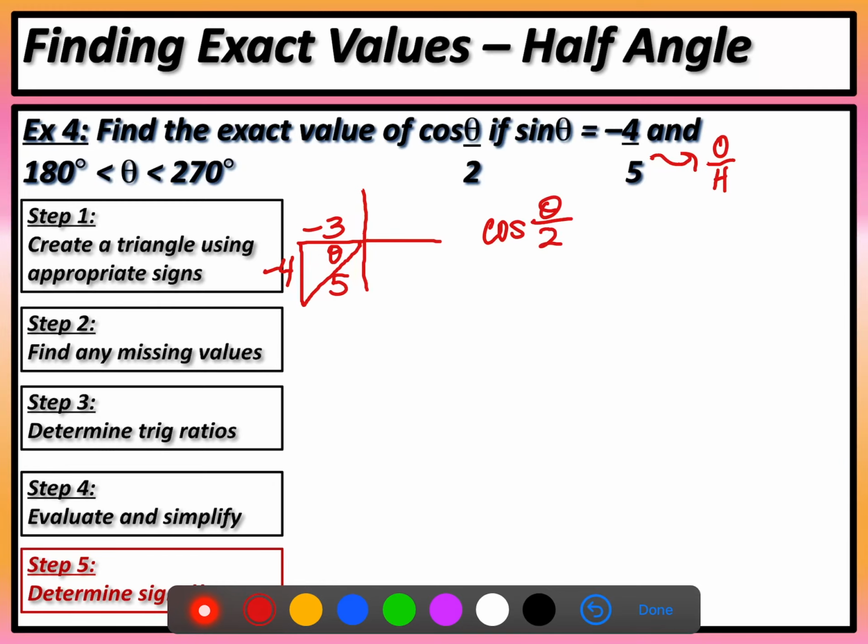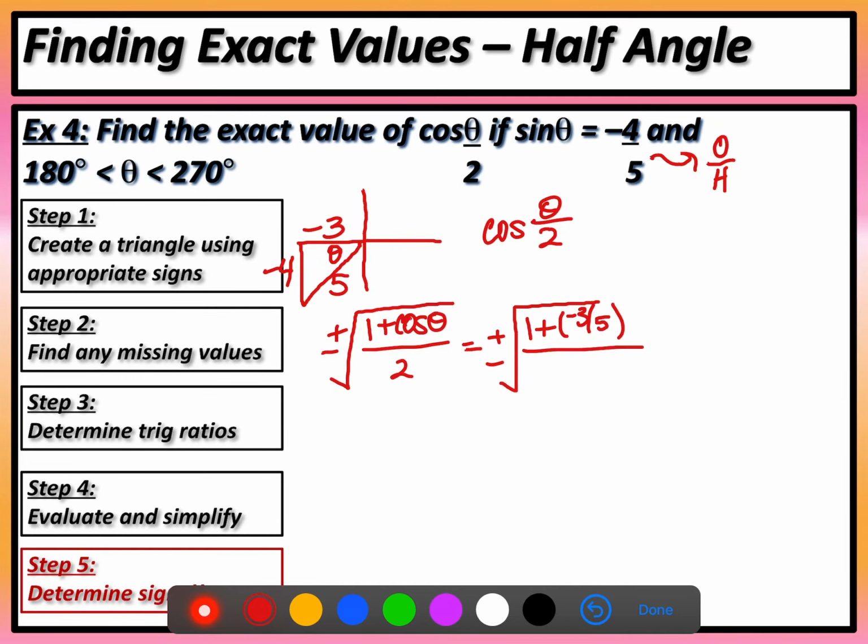So my identity for that is plus or minus the square root of (1 plus cosine theta) over 2. Okay, so I'm going to use the triangle that I created to evaluate for cosine. And remember, I'm going to choose my plus or minus at the end here. Okay, so cosine of this angle, adjacent over hypotenuse, is -3 over 5.